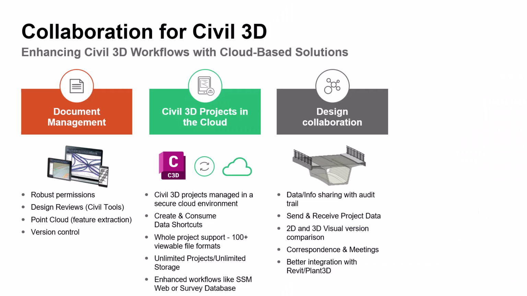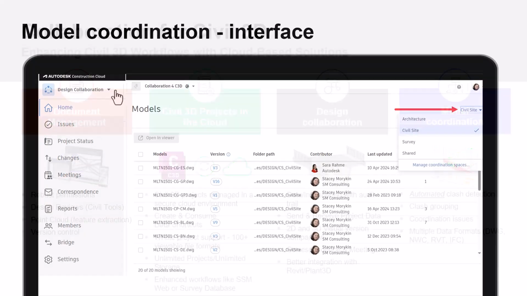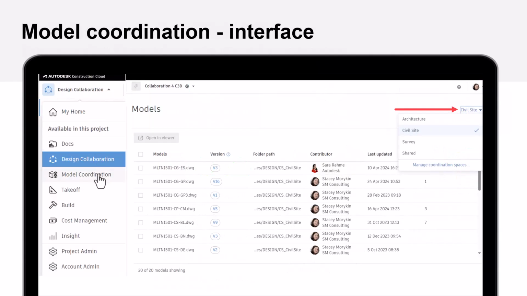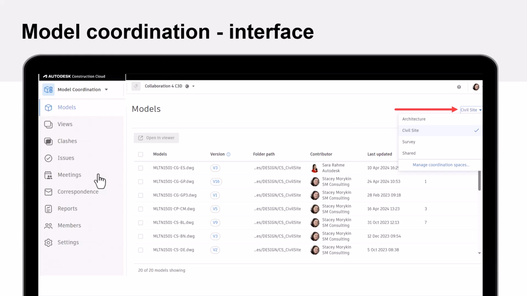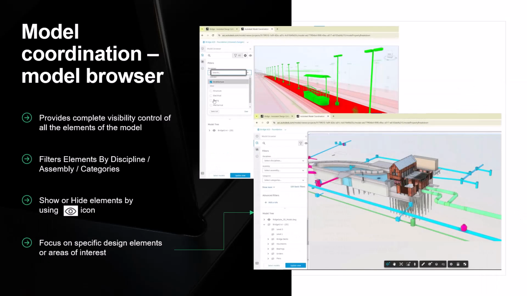The last part is the model coordination, adding clash detection and coordination issues. Here you can see how the project member can switch from design collaboration to model coordination. Model coordination model browser adds two more crucial features for the team. Combine the different models of the entire project, this is what is typically called federated model, and also enable filtering by element or categories or more.